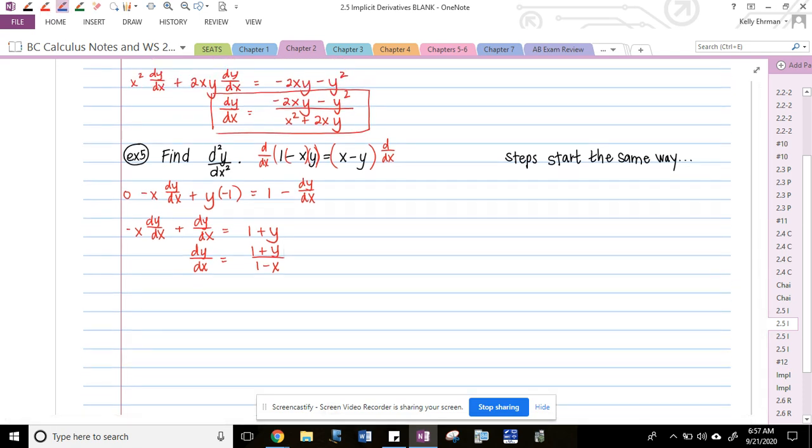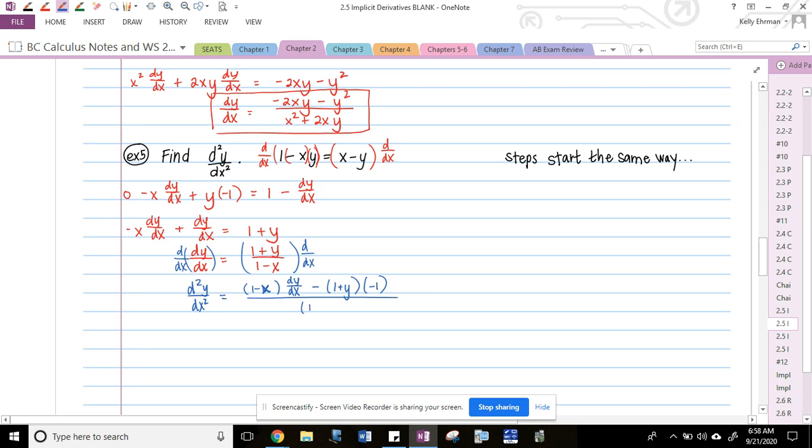Now the second derivative is taking the derivative again with respect to x of both sides. And we're going to need quotient rule for this one. So the second derivative of y with respect to x is low d high, derivative of 1 plus y is dy dx, minus high d low, derivative of 1 minus x is negative 1, over low.